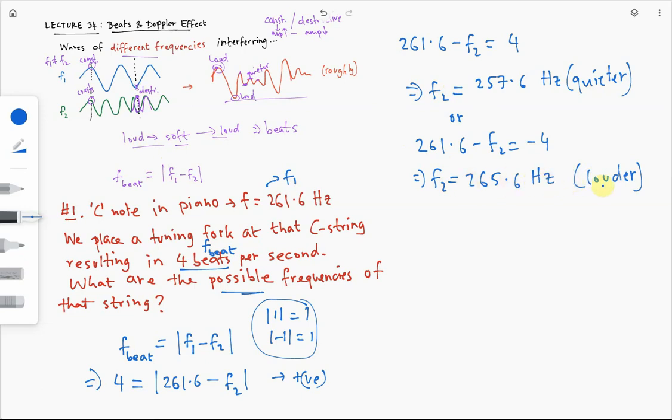Alright, so therefore we will have a frequency with a higher pitch, actually not loud. Loud is related to its amplitude, which is also true in this case because you have interference. However, frequency will be two possible values just because of the presence of the absolute value sign here. Alright? Okay, let's move on to Doppler effects.